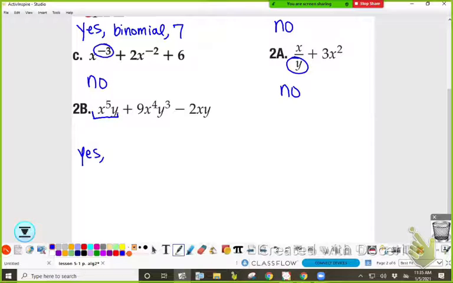Wait, hold on. How many terms is it? 3. So it's a trinomial. We'll go ahead and write that. And now we need to figure out the exponents. This one is 6 because the y to the first has an exponent of 1. This one is a 7, and this one's exponents add up to 2. So it's a degree of 7. So the degree is 7.